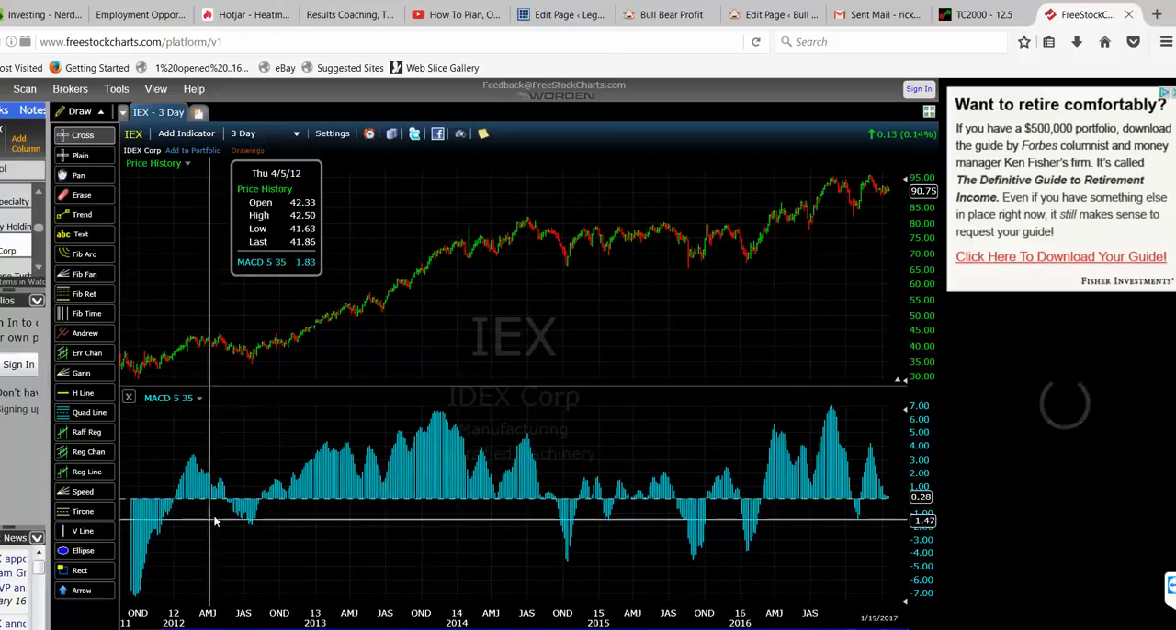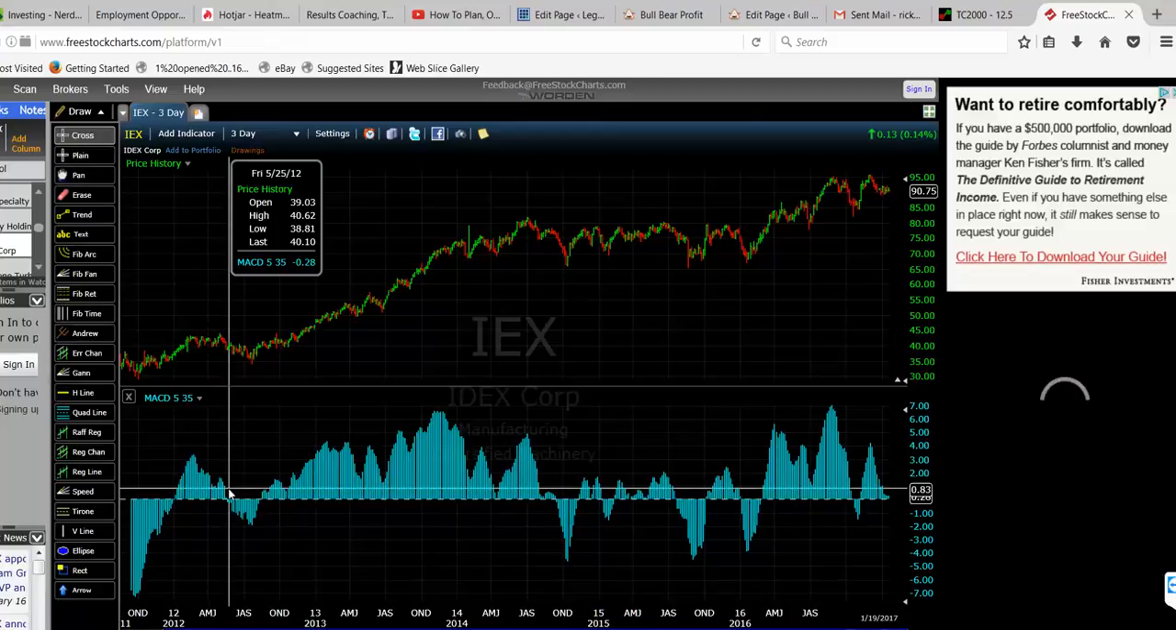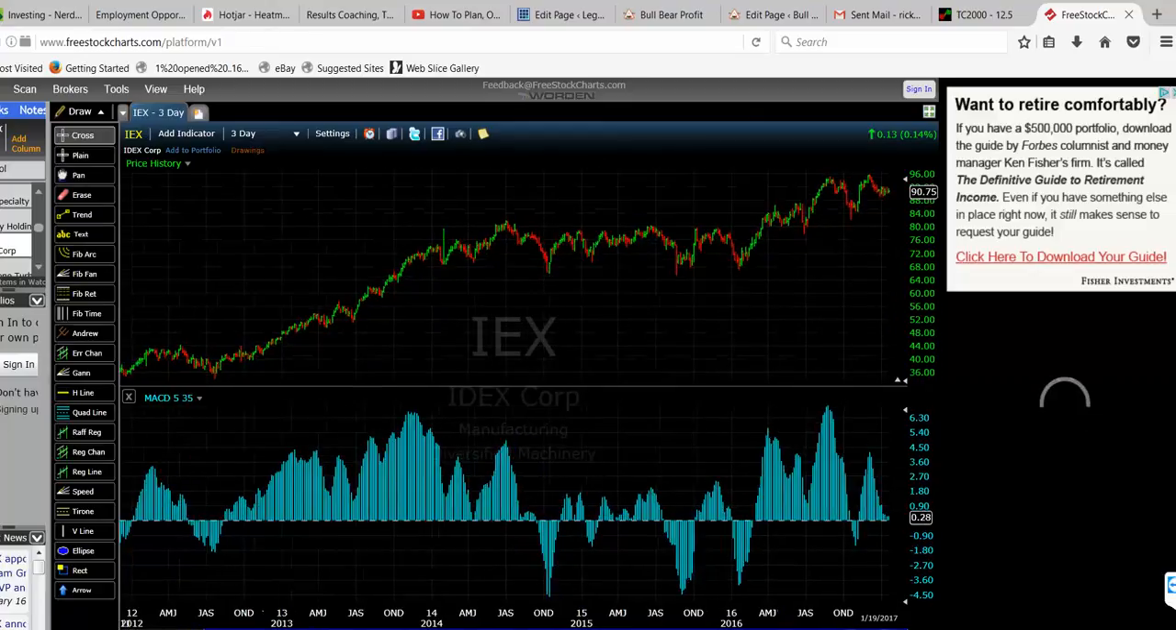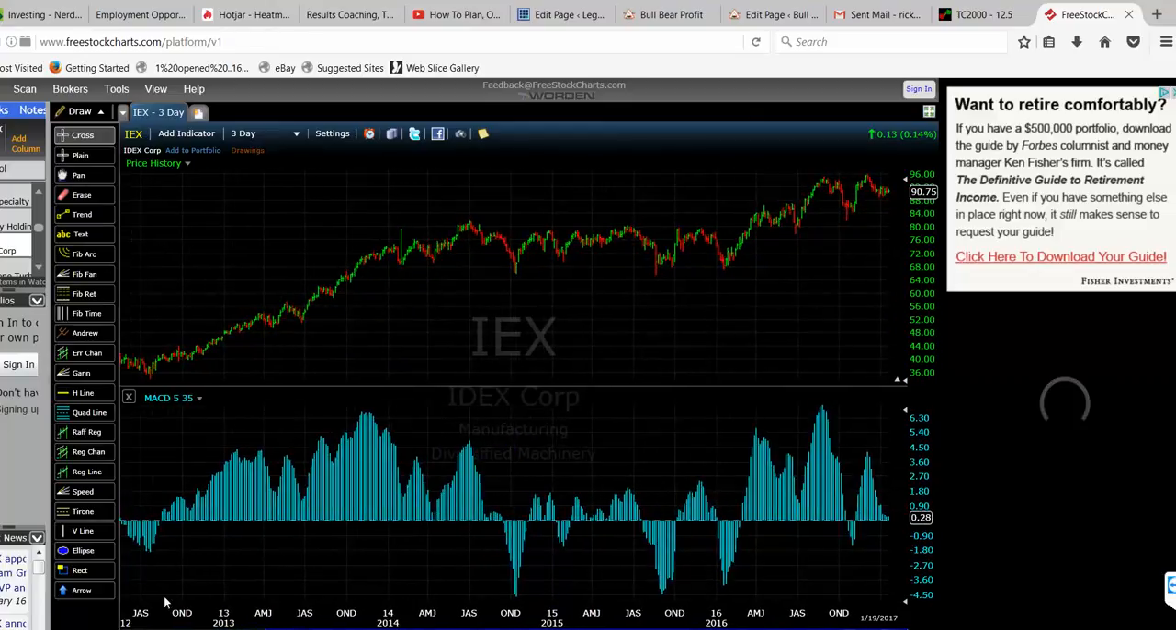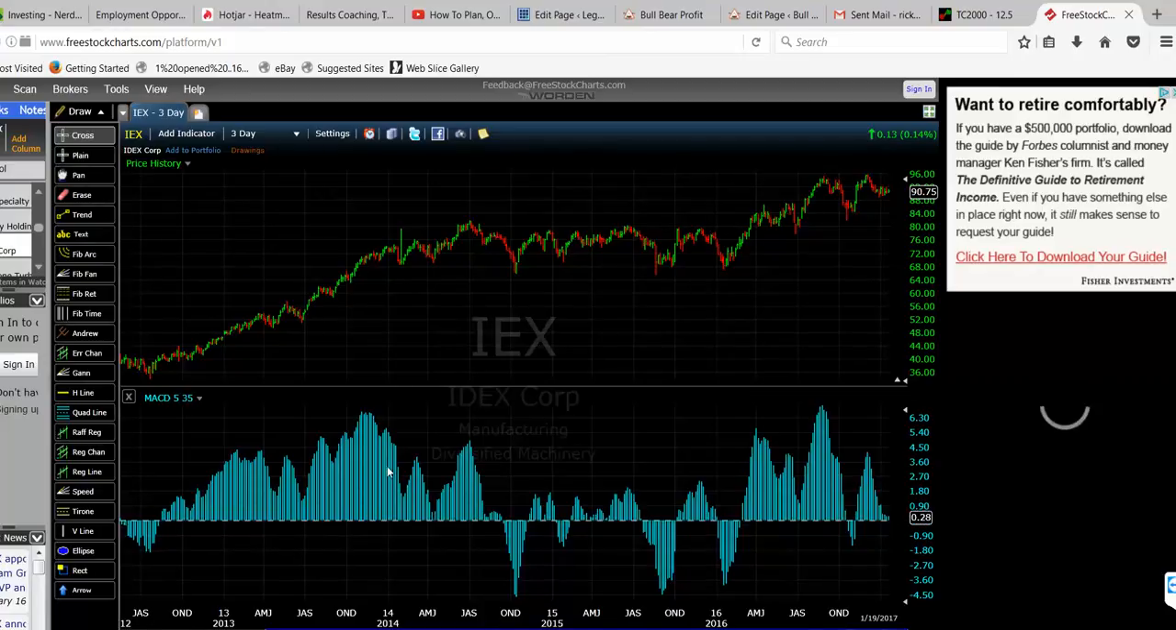Over here, I would start trading. Here's the sine wave, it came down and came up. There you go. At this point, I would start looking. Okay? You follow me?